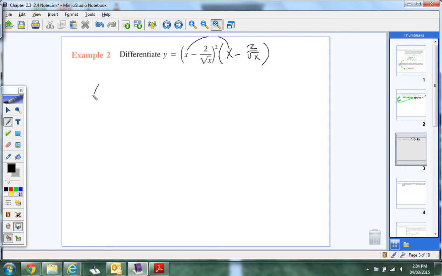x times x, I get x squared. x times a -2 root x is a -2x root x. I get that again, -2x root x. And then 2 root x times 2 root x is going to be 4x. Okay, I just foiled there. If I did something you don't understand, ask.